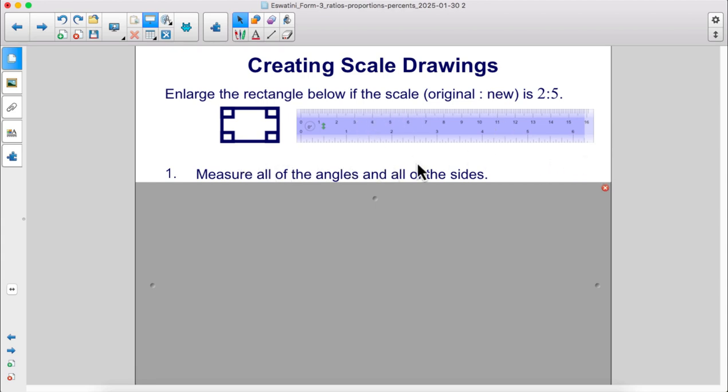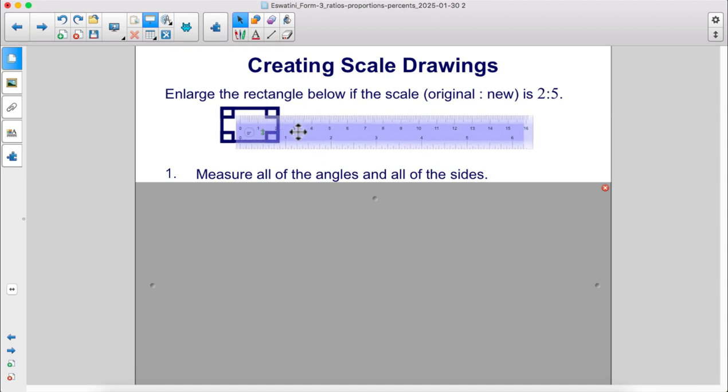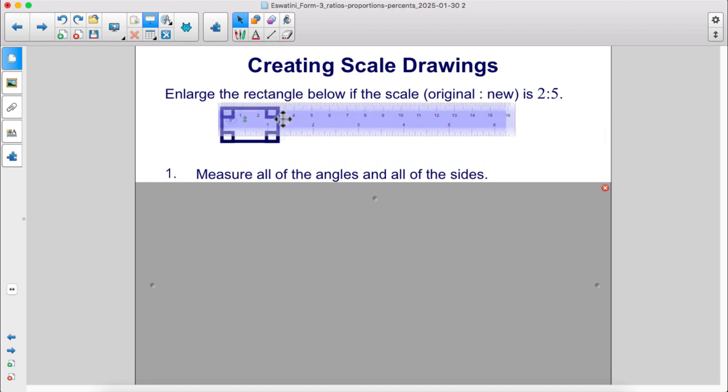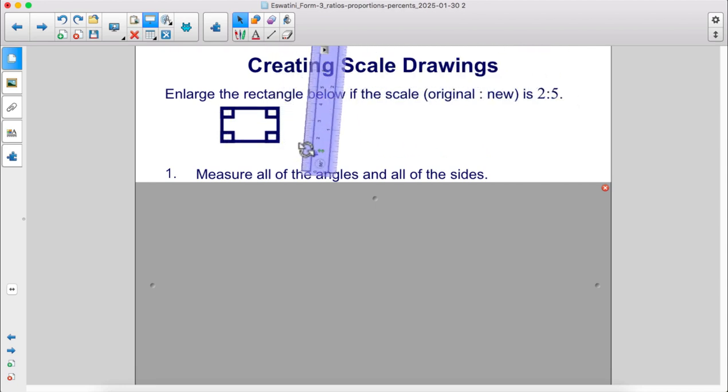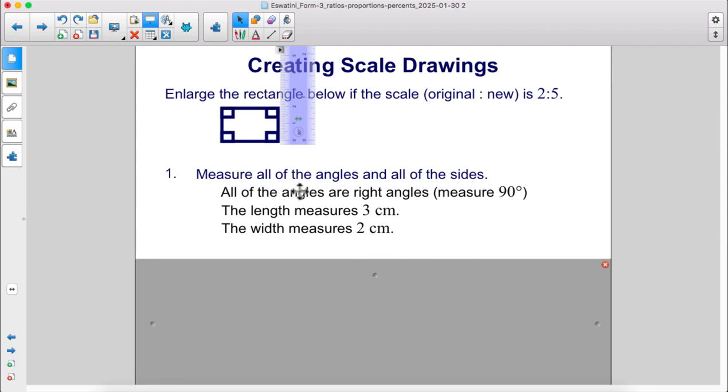Alright, so first we need to measure all of the angles and all of the sides. The angles, that's easy. This is a rectangle, so the interior angles are all 90 degrees. Alright, we're going to use the ruler to measure the sides. So this side is 3, and the other side, oops, let me rotate that. The other side is 2 centimeters. So all of the angles are 90 degrees. The length measures 3 centimeters. The width measures 2 centimeters.